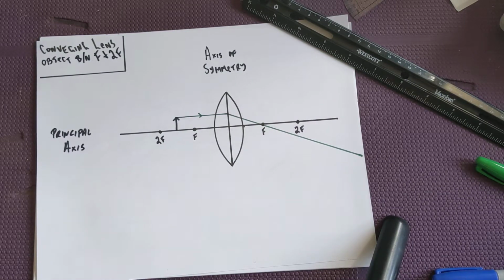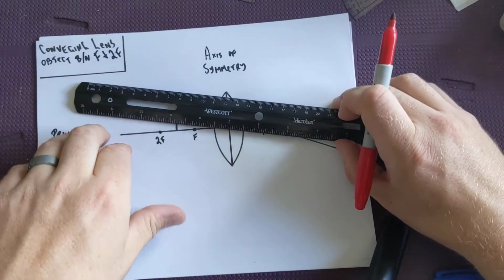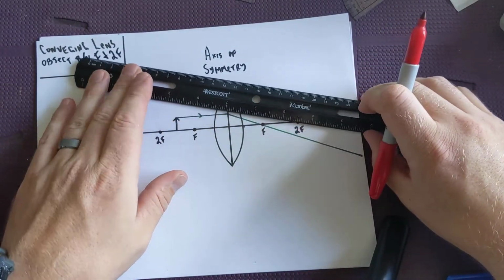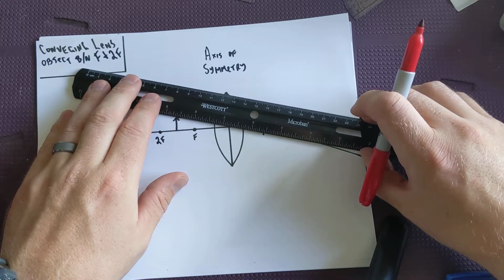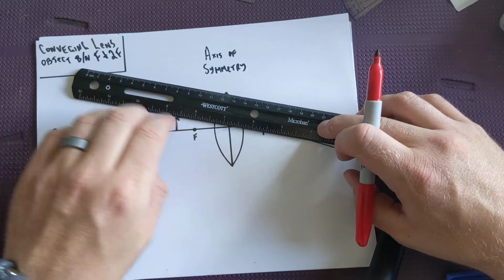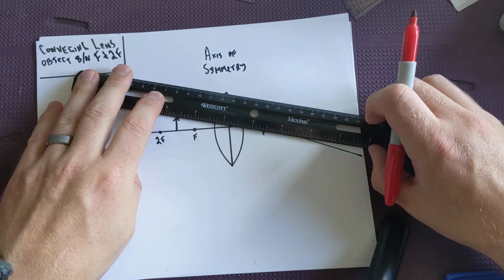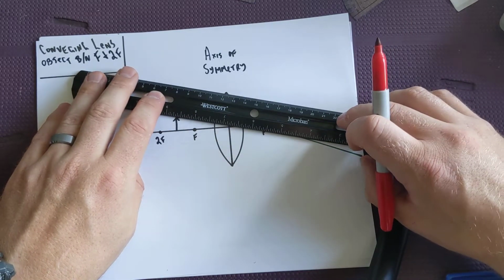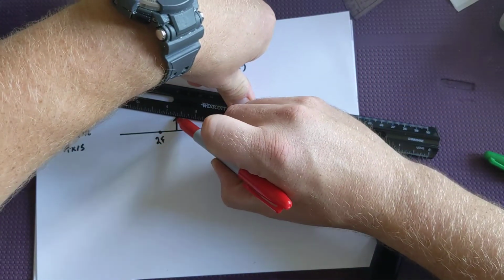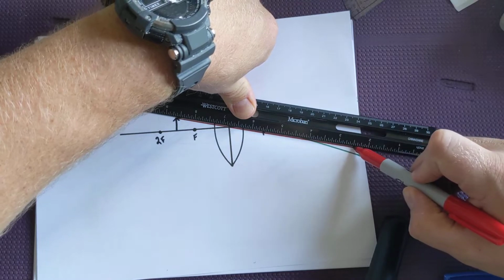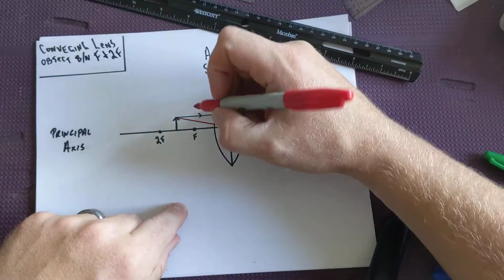The next ray that we're going to draw, just like in our last example, travels from the top of the object through the center of the lens, where the principal axis and the axis of symmetry cross. It just goes straight through there.